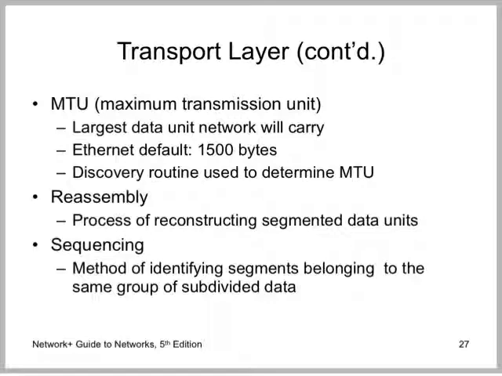MTU is a maximum transmission unit. What it means basically is the largest chunk of data that can go across the network at any time. Ethernet is 1,500 bytes, which is basically what we have today in Ethernet technology, gigabit technology, where we have the ability to send gigabit speeds through Ethernet cords, through Cat5.